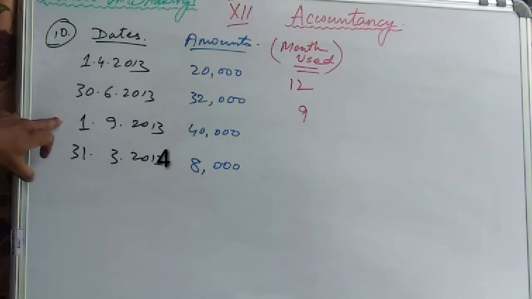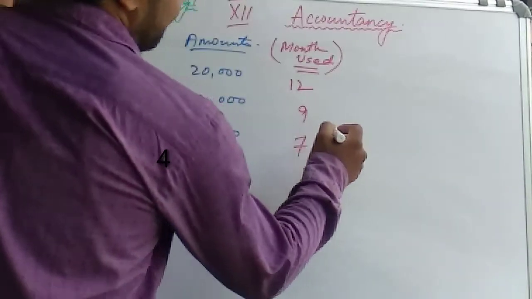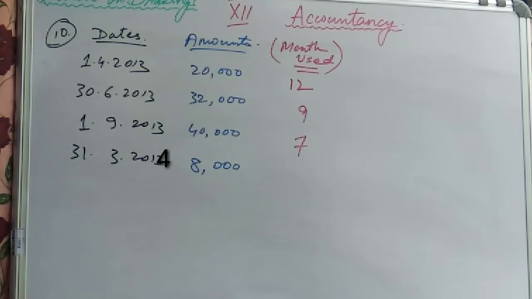Next, 1st September. As they are withdrawing on the first date of September, we are going to calculate this month too. So that is coming to 7 months, right, students?